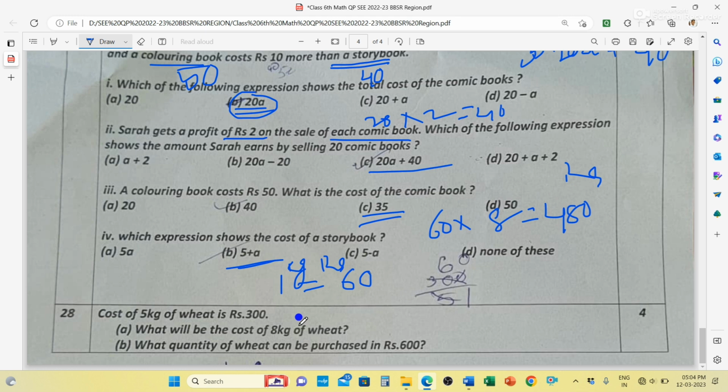What quantity of wheat can be purchased for 600 rupees? By paying 300 rupees, you can get 5 kg of wheat. So if you pay double of 300, you will also get double of 5 kg. Double of 300 is 600, and double of 5 kg is 10 kg. So you will get 10 kg by paying 600 rupees.